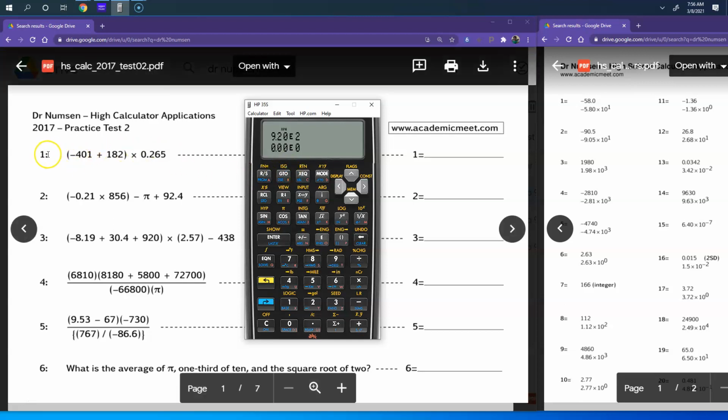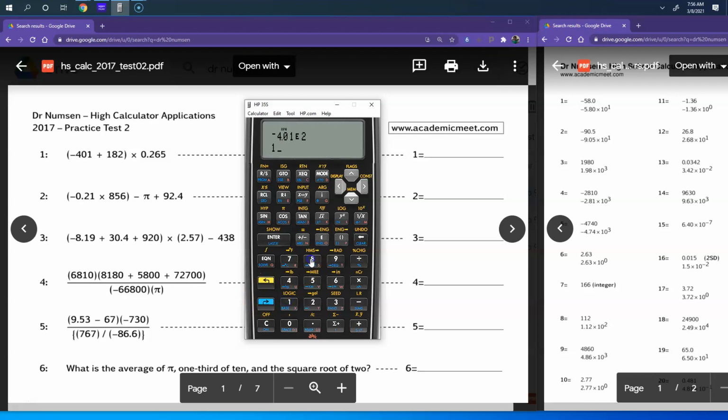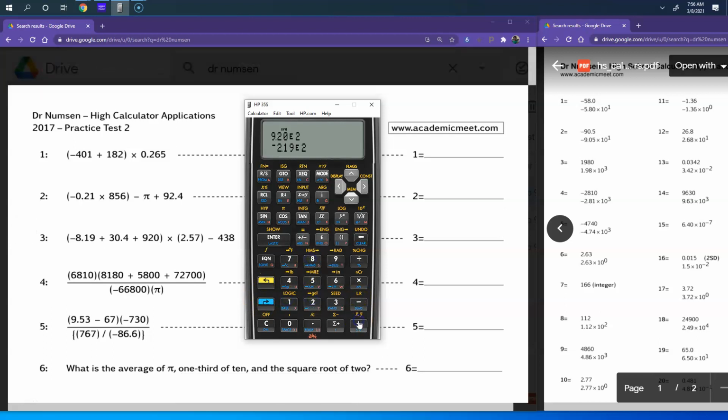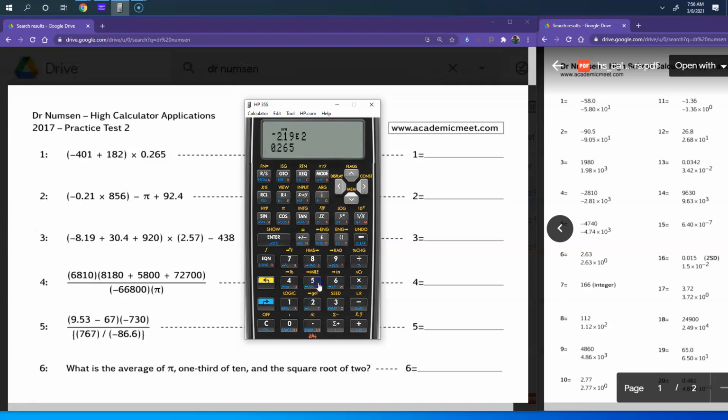Okay, so for number 1, we're going to type in negative 401. We're going to save that in the stack, and then we're going to add 182. Save that in the stack, and then multiply by 0.265, and that gives you negative 5.80 times 10 to the first power.